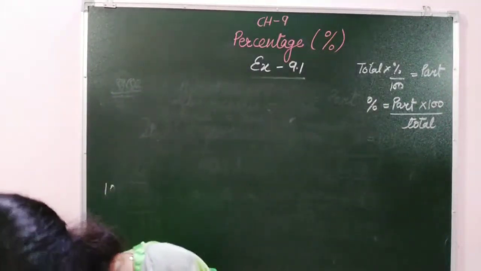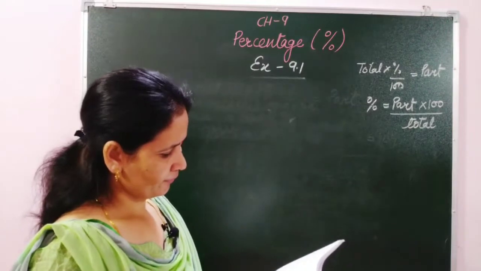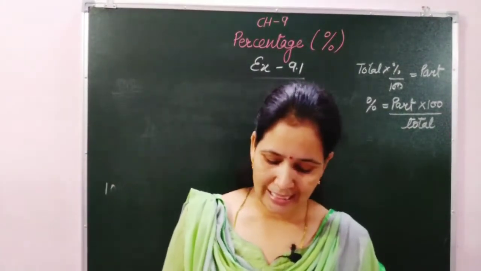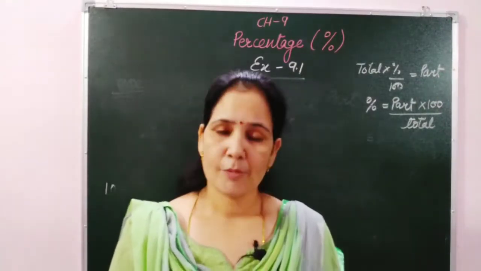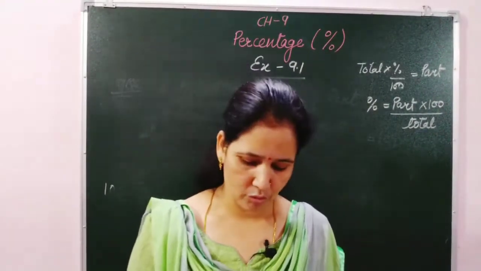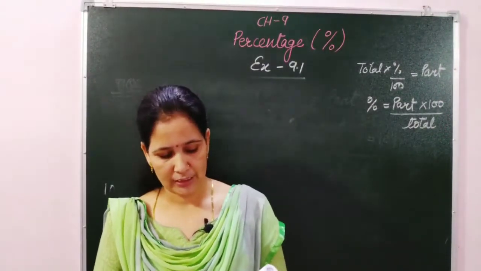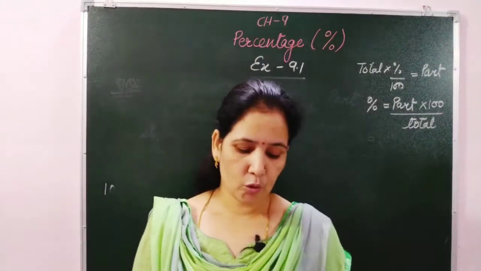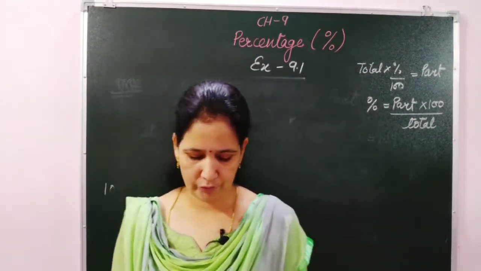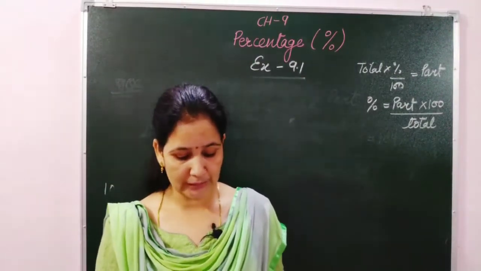Okay. Our next question is question number 3. In question number 3 they have given, in an election between A and B, A secured 9,740 votes and 487 votes were declared invalid, which are 2% of the total. What percentage of the votes were in favor of A and what percent of votes were in favor of B?